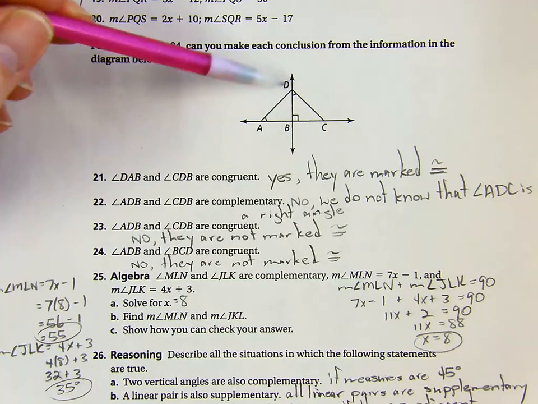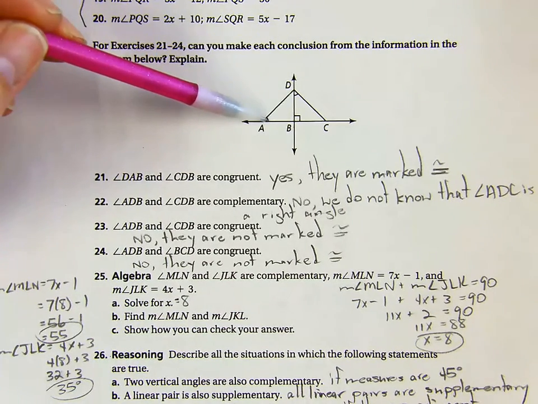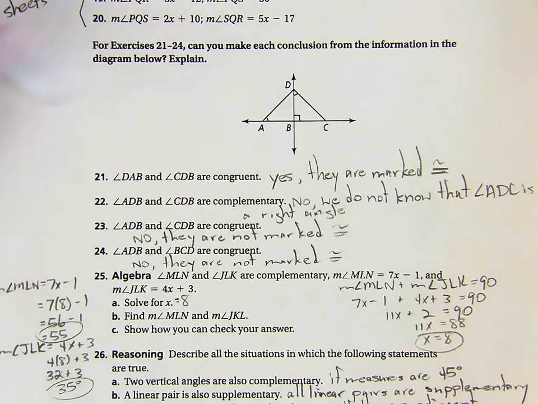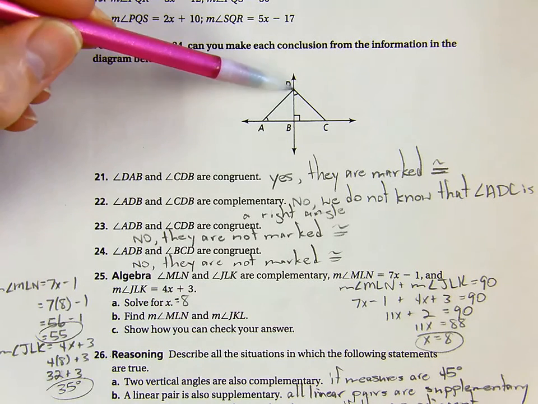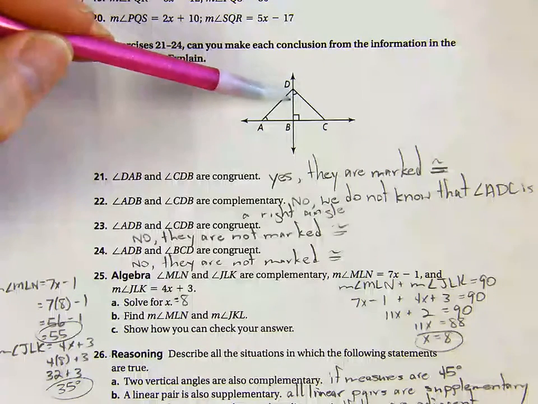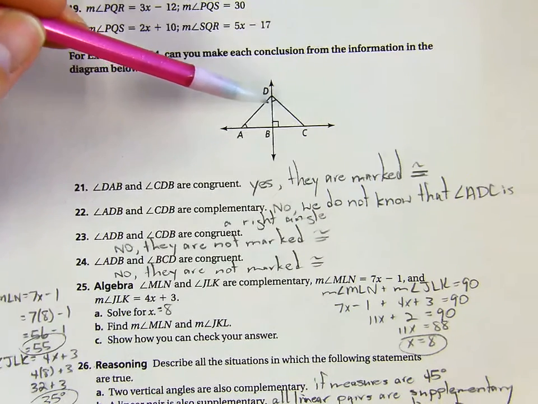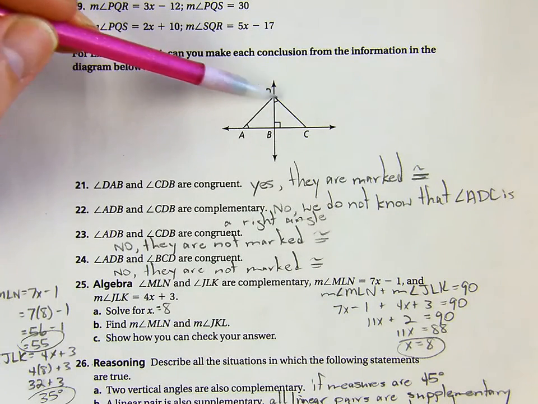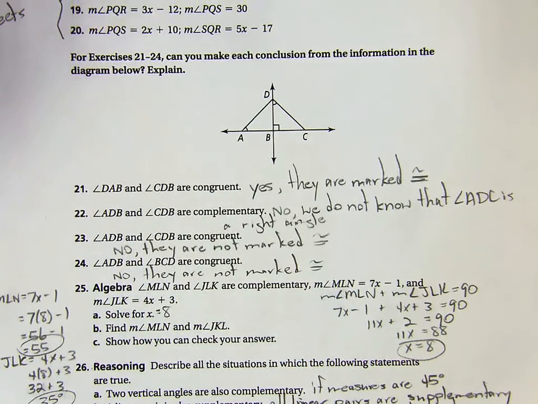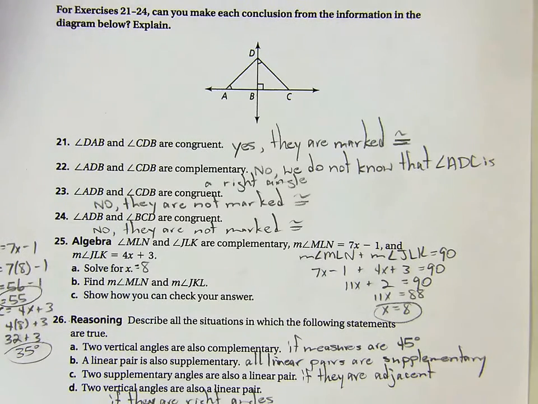Well, DAB, that's this angle. CDB is that angle. Yes, we know they're congruent because they are marked congruent. That's how we know it, because they told us that. They marked it. Do we know that ADB up here at the top and CDB again at the top, these two angles, do we know they're complementary? The answer is no. We don't know they're complementary. We would if we knew that ADC were a right angle, but we don't know that. They're adjacent, and they could be complementary if ADC was 90, but they didn't show us it's 90.